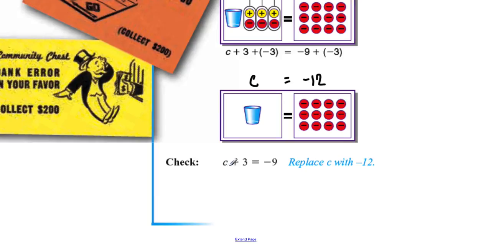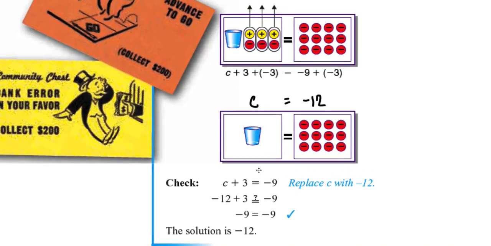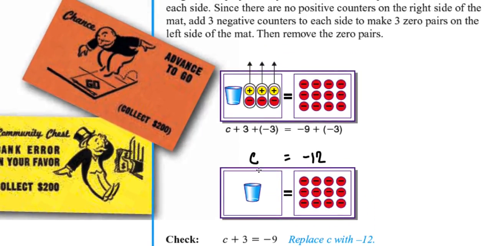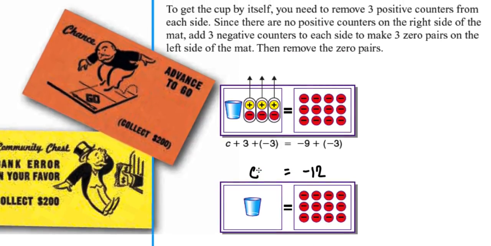Now from there, we want to check if our answer is correct or not. So we take C plus 3 is equal to negative 9. We replace C with negative 12. So we now have negative 12 plus 3, is it equal to negative 9? And we know that it is. Okay? And that's how we checked our answer. The solution is negative 12. Okay? So that's how you use counters to isolate the cup or the variable in addition equations.